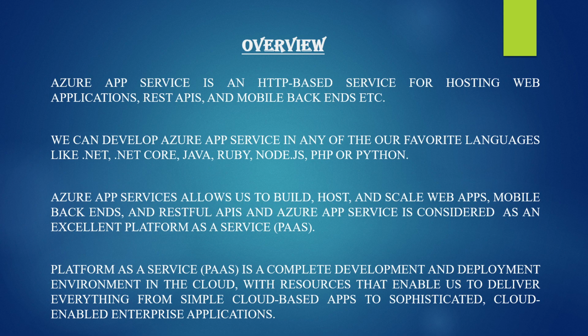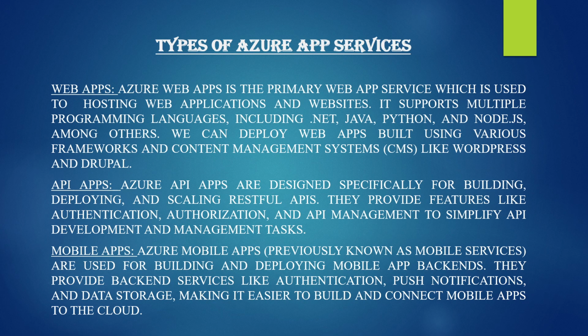So, what is platform as a service? Platform as a service is a complete development and deployment environment in the cloud with resources that enable us to deliver everything from simple cloud-based apps to sophisticated cloud-enabled enterprise applications. So what are the main types of Azure App Services? Here I am covering some important Azure App Services types.